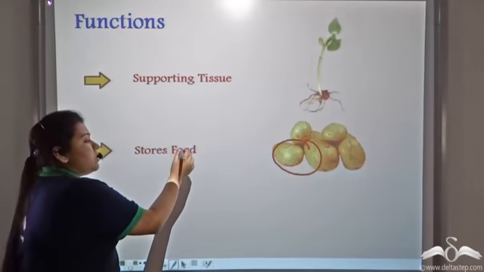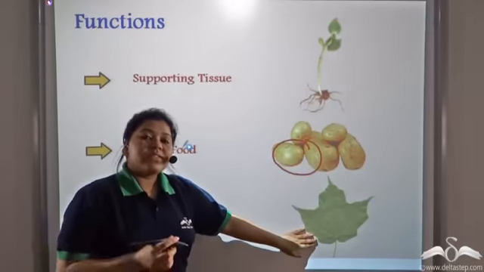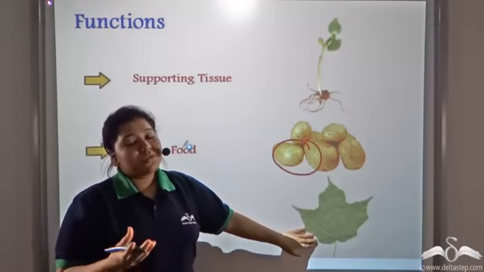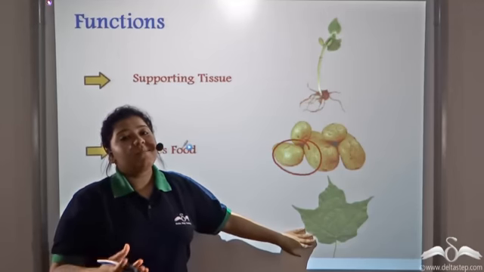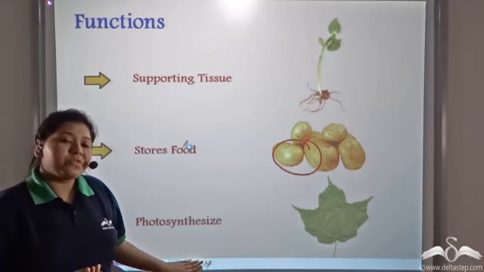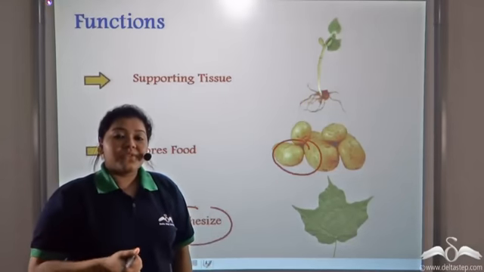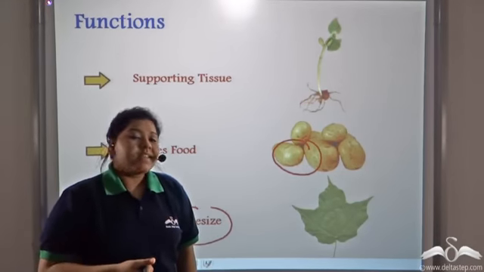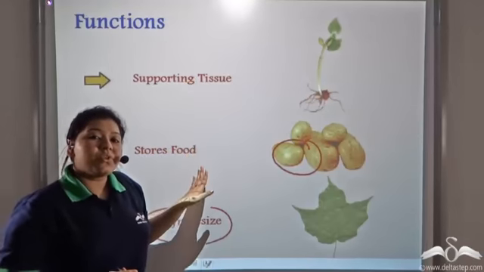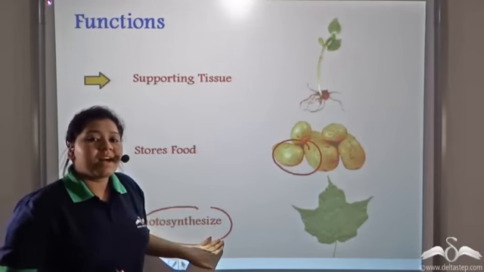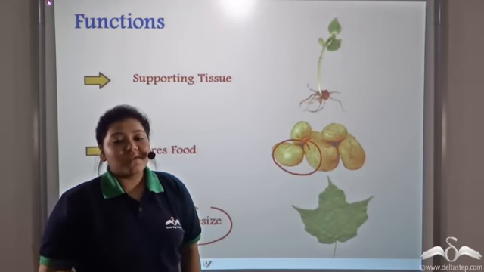This parenchyma tissue is present in the green leaves. So the cells contain a lot of chloroplasts, and hence they help the leaf or the plant in manufacturing food by the process of photosynthesis. So parenchyma cells not only provide support to the plant, but they can also store food and help the plant in manufacturing food by the process of photosynthesis.